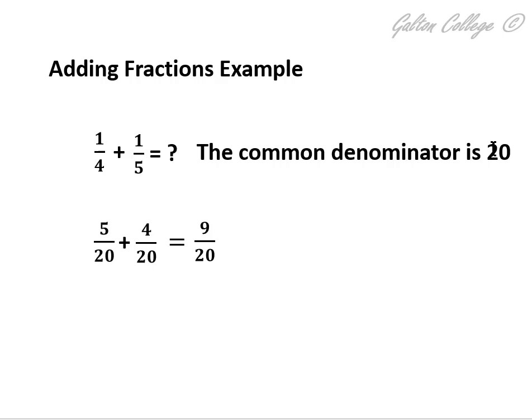So 4 into 20 is 5. So 5 over 20. Now look at this one here, 1/5. 5 into 20 is 4. 4 times 1 is 4. So it's 4 over 20. Now added together, 5 plus 4 is 9. 9 over 20. So 1 over 4 plus 1 over 5 is equal to 9 over 20. And that's how we work it out.